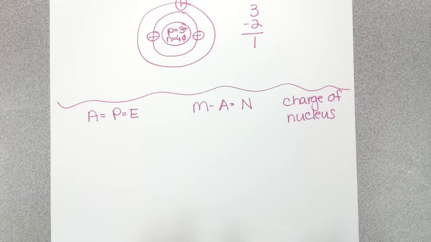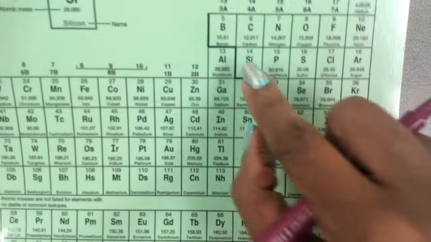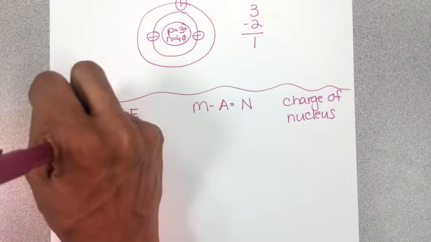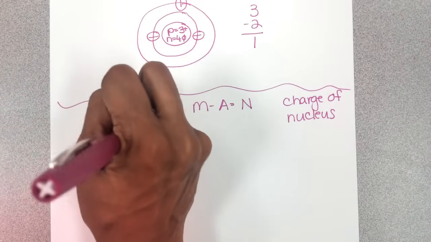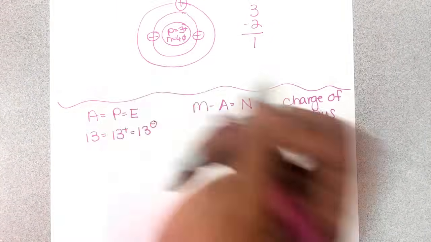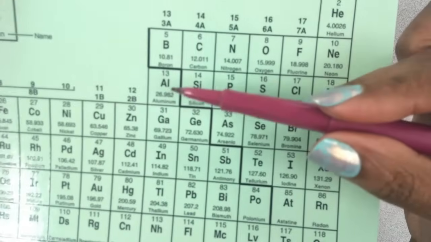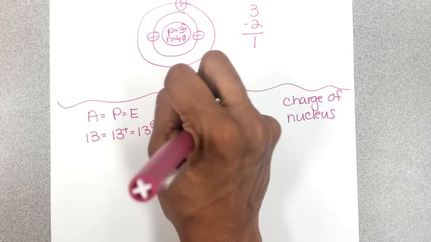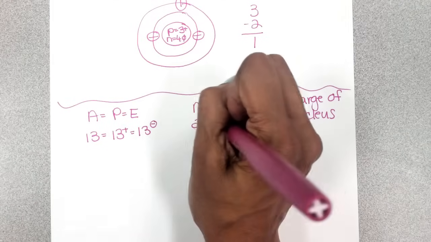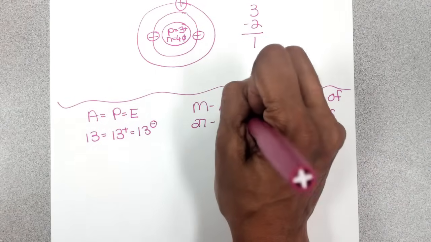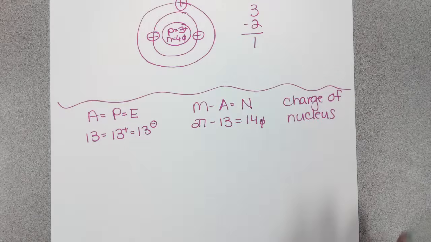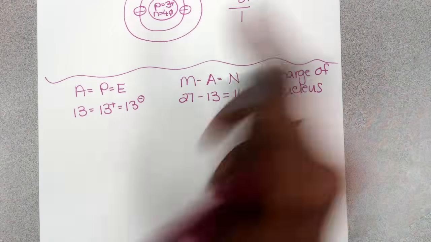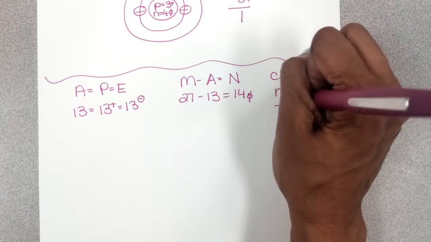Okay. All right, let's look at aluminum right here. It has an atomic number of 13. So that means I have 13 protons, 13 electrons. My mass is going to be 26.9. We're going to round that to 27. So my mass is 27 minus my atomic number of 13. I'm going to have 14 neutrons. Okay. The charge of my nucleus is positive, and that positive number is going to be my protons, which is 13. All right.